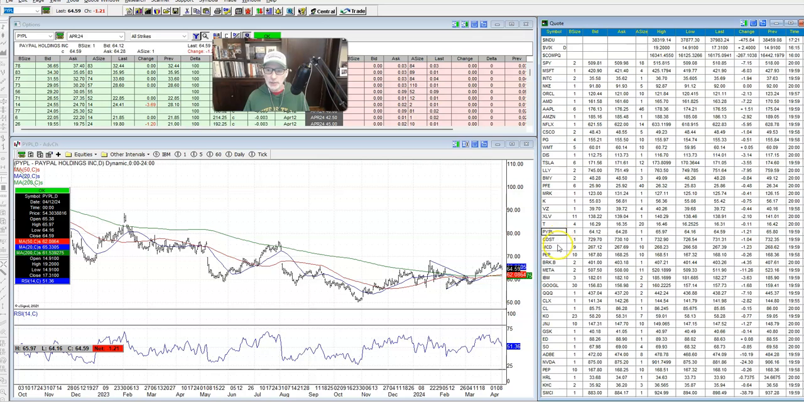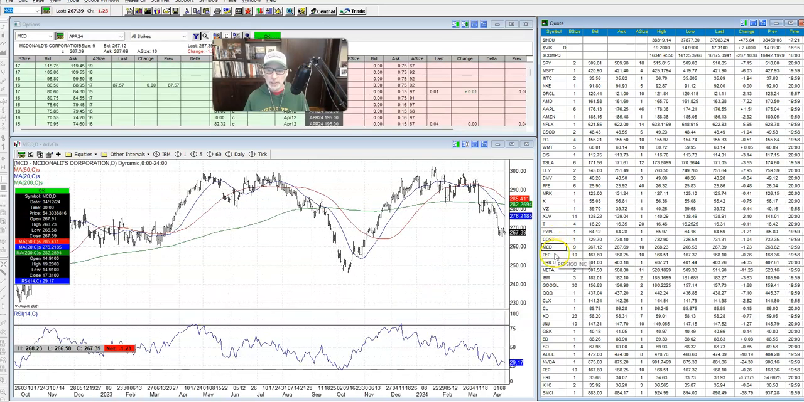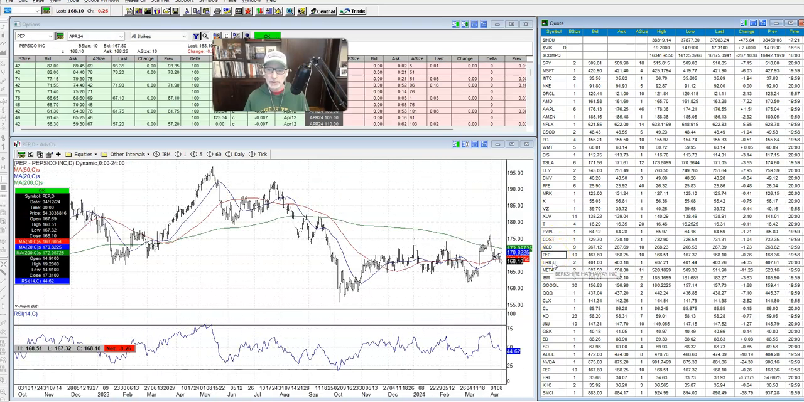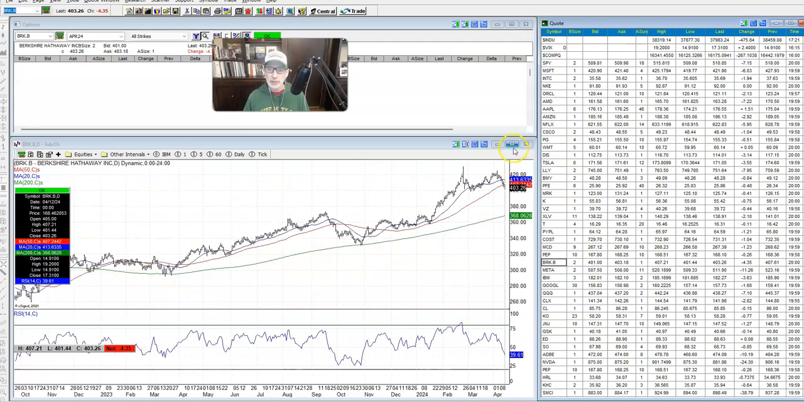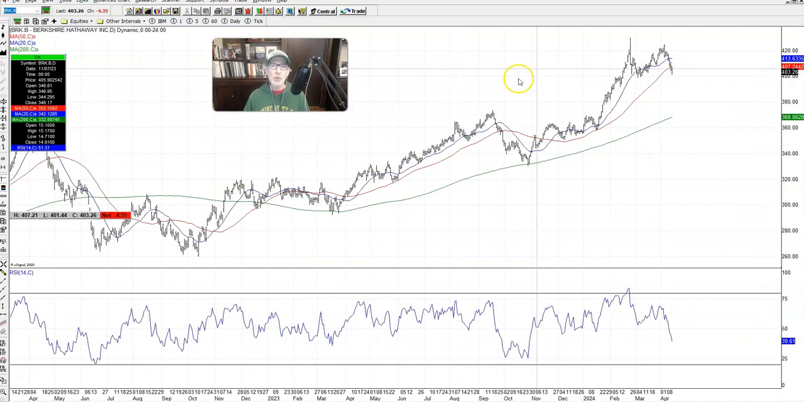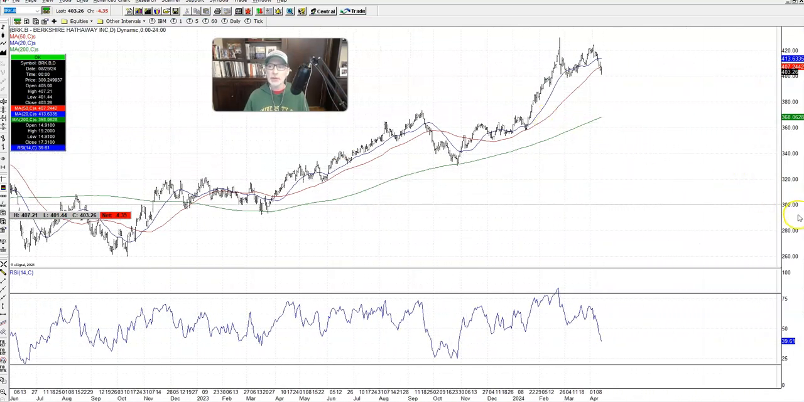PayPal, not much happening there. McDonald's on a downswing. Pepsi, just trading along this sideways action, nothing happening there. Here's Warren Buffett. We talk about Warren Buffett, his Berkshire Hathaway fund.